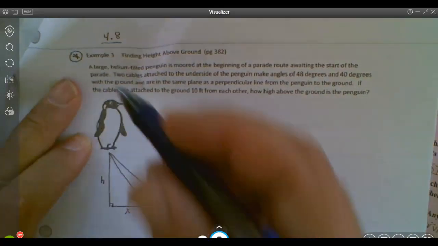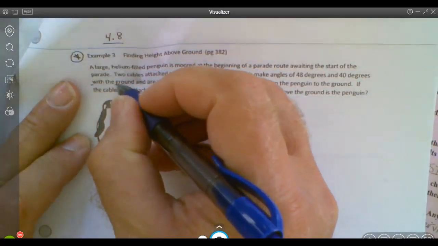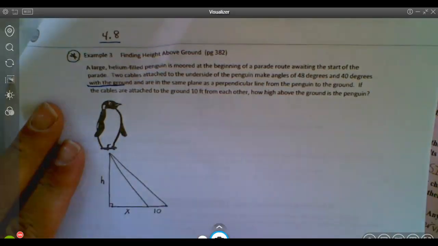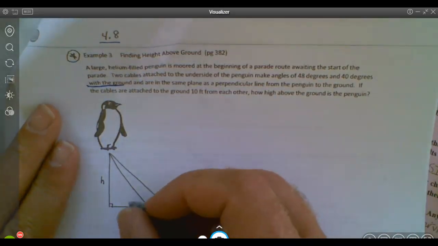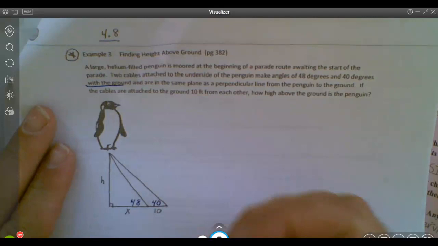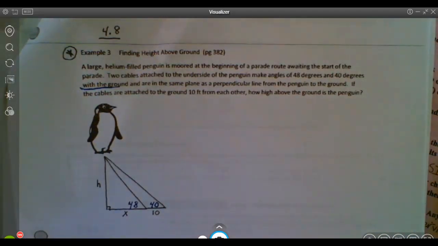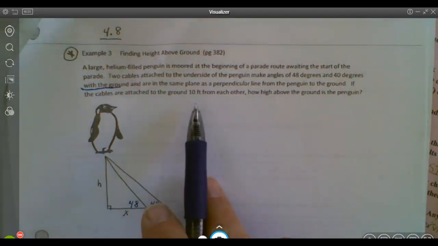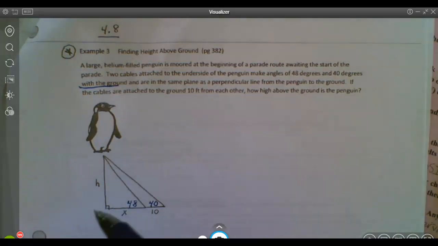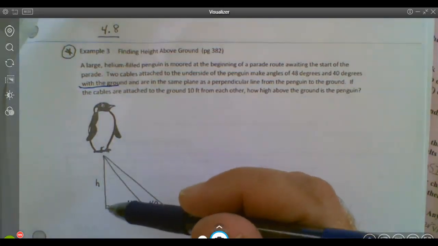Make sure you notice those little phrases like this one, where it said "with the ground." That helps tell us where to draw it. Obviously, the larger angle would be the 48 degrees, and the smaller angle would have to be the 40 degrees. So they're giving us that information. It says a little later on that they are 10 feet from each other, so that's where the 10 came from. They're asking ultimately, how high is the penguin above the ground?